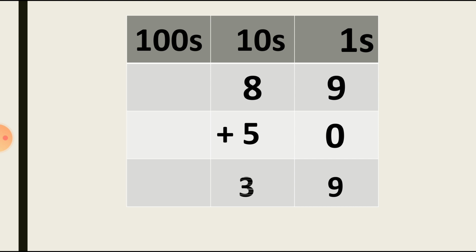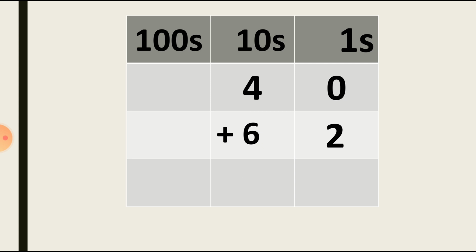So we can write down number 3 under the tens column, and the one will move as a carry forwarded number to the hundreds column, and you can write down this number 1 this way under the hundreds column, and the answer is 139. This way you can solve these types of sums, and I hope you understood this.